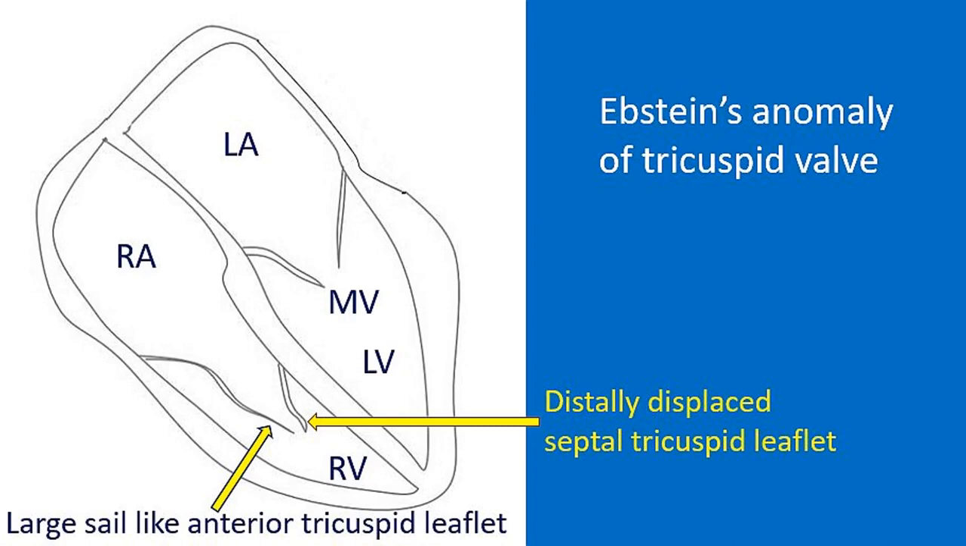An Ebstein's type of anomaly can also occur in the left-sided tricuspid valve in L-transposition of great arteries. This is an important cause of left-sided AV valve regurgitation in congenitally corrected transposition of great arteries.